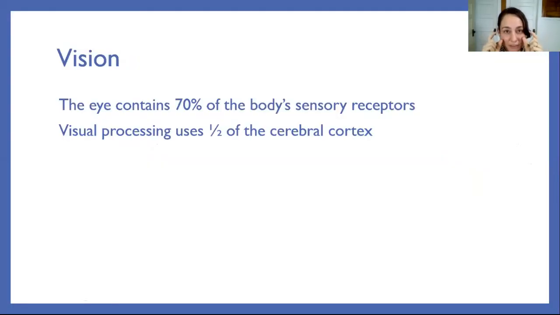Your eyes are very large and full of sensory receptors. They contain 70% of the body's sensory receptors. And half of the cerebral cortex is being used to process that visual information as it comes in, to do that interpretation and understanding of what it sees.